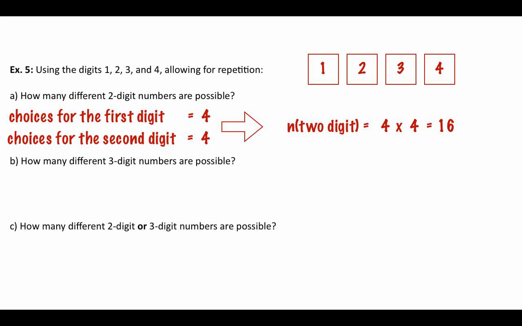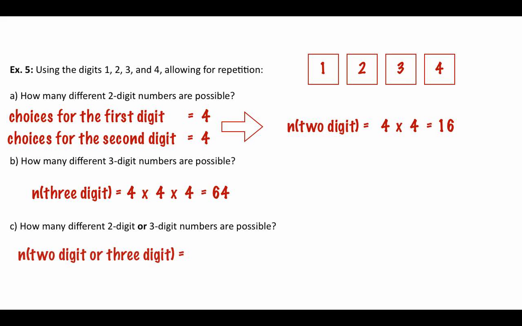So 4 choices in the first stage and 4 more choices in the second stage gives us 16 possible 2-digit numbers if we're allowed to use the numbers 1, 2, 3, and 4, and we're allowed to repeat them. Now what if we want to know how many different 3-digit numbers are possible? Same method. You're going to choose a first digit and a second digit and a third digit. You need all 3 digits, so there's 3 stages. Because there are 3 stages, 4 choices at each stage, we're going to do 4 times 4 times 4. So the number of possible 3-digit numbers is 64.